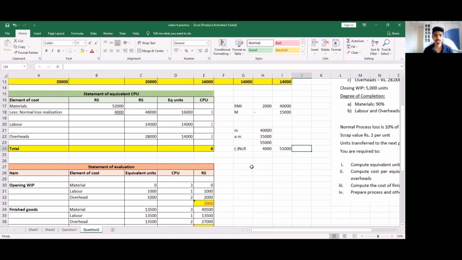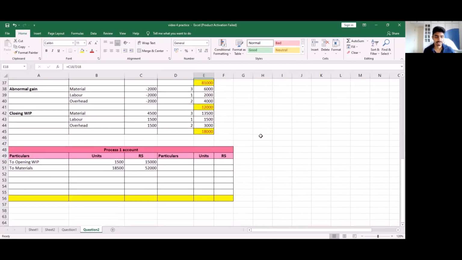So our first effect is going to be in our statement of equivalent cost per unit, where we first write materials like we normally have, write the amount, then we write add additional materials, which is this 15,000. We total this to get 55,000, and from this we subtract normal loss realization like we normally do. So after doing this, we get the total amount or net amount for materials, which we divide by equivalent units to get cost per unit. If this effect is clear, let's move on to see what the second effect is.